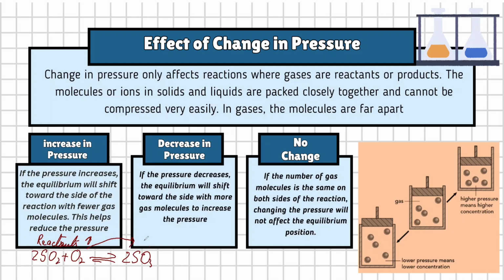And if you decrease the pressure, it means that the equilibrium will shift toward that side where the more number of molecules are present. So if you decrease the pressure, equilibrium will shift toward the reactant side, or you can say it will shift toward the reverse direction.